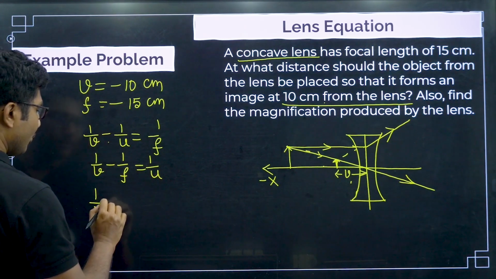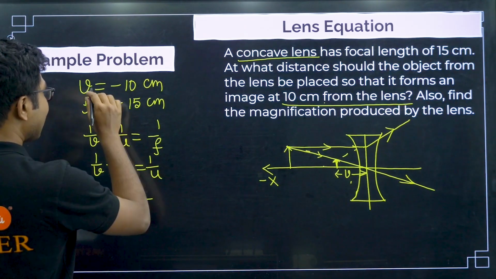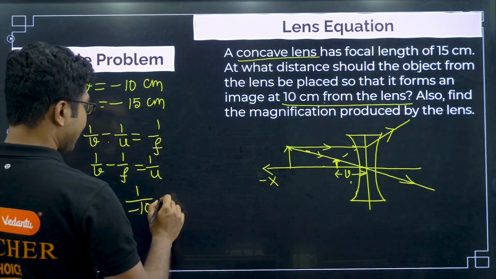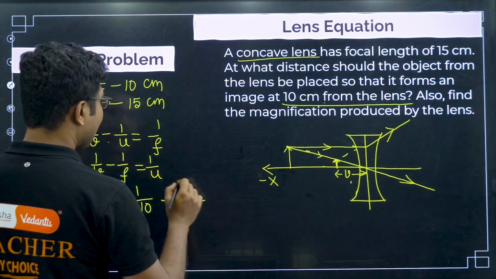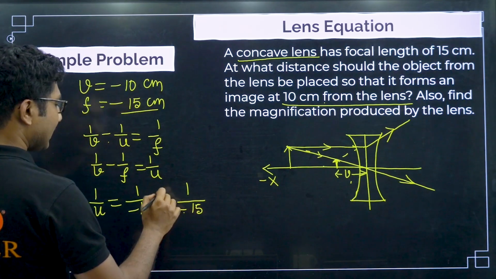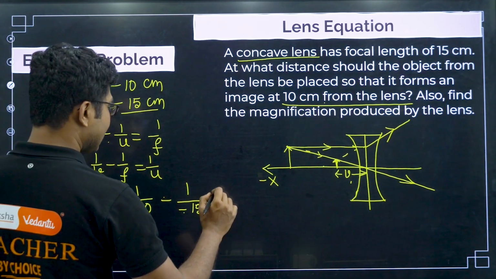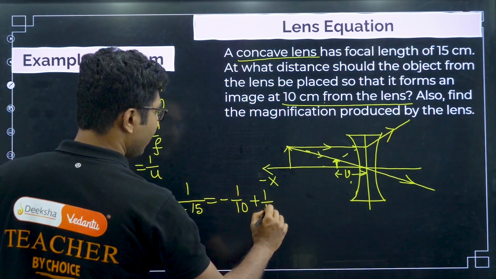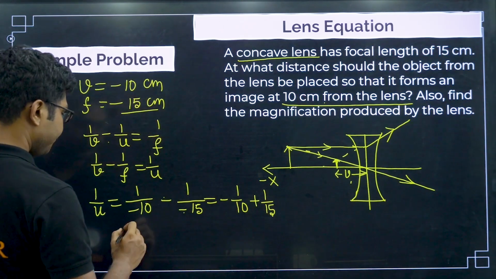So, 1 by u basically equals 1 by v minus 1 by f. What is 1 by v? 1 by v is obviously minus 1 by 10, minus 1 by f, and f is minus 15. So this minus and this minus will cancel each other. So it will become minus 1 by 10 plus 1 by 15, right.